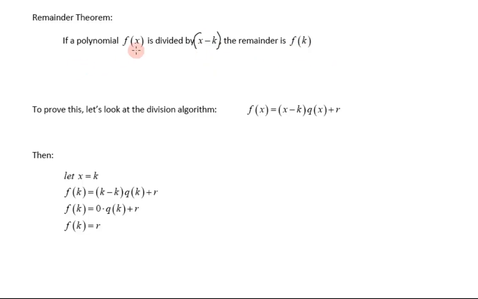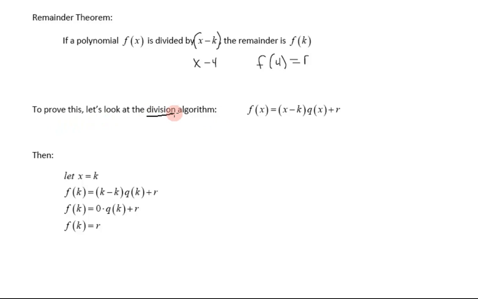So what this is saying is if I have some polynomial and I divide it by, say, x minus 4, then I can take the polynomial and evaluate it at 4 and I'll get the remainder. That's what it says. Alright, to prove that, let's look at this algorithm here.